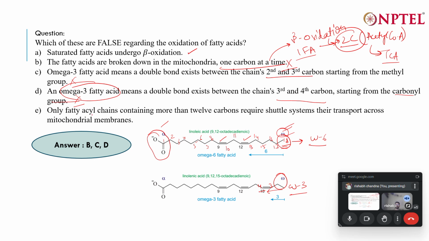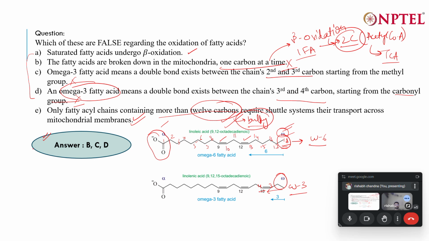Only fatty acid chains containing more than 12 carbons require a shuttle system for their transport across the mitochondrial membrane. Yes, this is correct, because fatty acids with more than 12 carbons are bulky, so they cannot be transported across the pores present on the mitochondrial outer membrane. That's why they require a shuttle system to get transported through the mitochondrial membrane. So this is correct. So the false options are options B, C, and D.